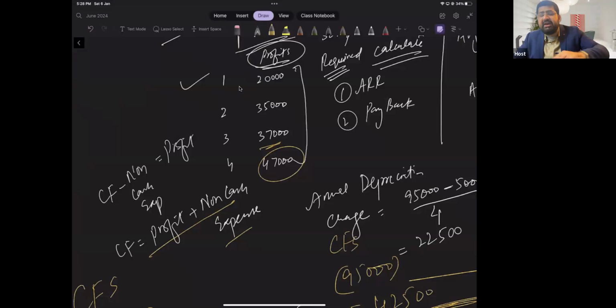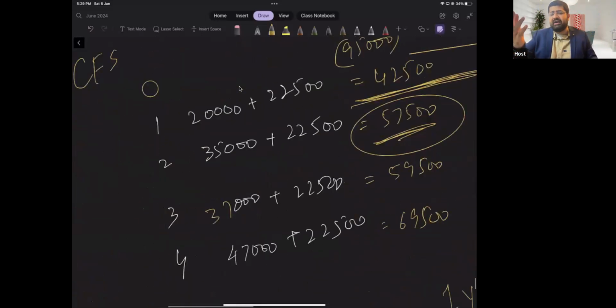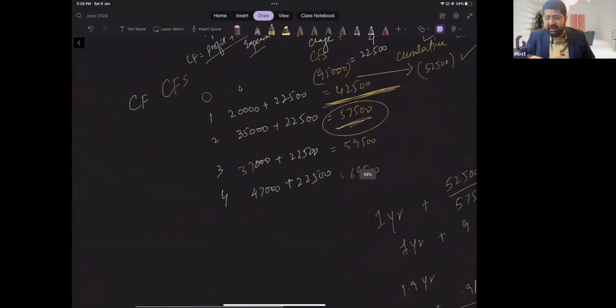Here it needs to be added because we are converting from profit to cash flows. So we have to add in the final year. But again, already the investment is getting recovered in the second year. So that is not an issue. Is that clear, Junaid? Right.